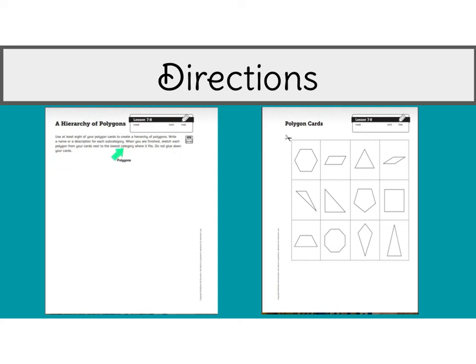So they are starting with the category polygons, and again, you are going to be creating a hierarchy using those polygons, thinking about what are the traits that you're going to be looking at, how are you going to categorize them, what are your subcategories going to be, and you have to use at least 8 of the polygon cards.